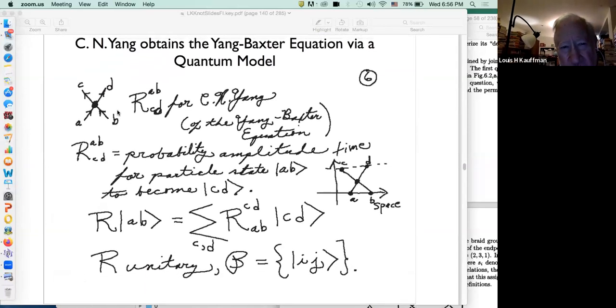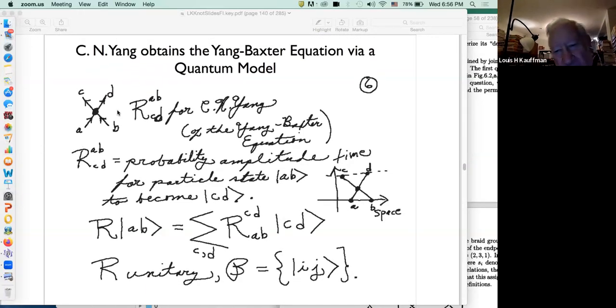But I do want to tell you about how C.N. Yang got an equation which turns out to be important for knot theory by thinking about a quantum model. So I'm going to talk about a quantum model without having talked about quantum theory, and you'll forgive me, but I will sort of explain myself as I go along, and I think it will be intuitively clear to you. C.N. Yang is thinking about space this way, time this way, a one-dimensional model. In the 1960s, he's thinking about this model. So just like in statistical mechanics, one uses idealized models.